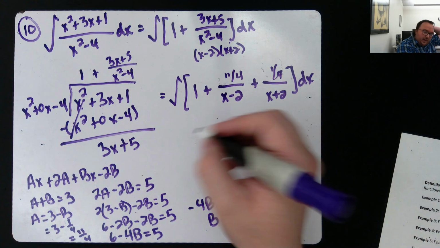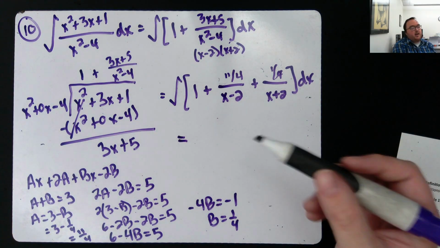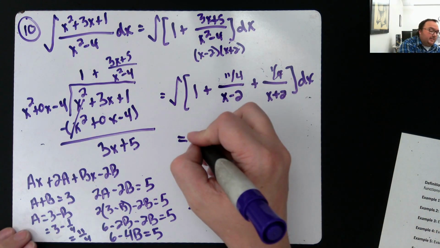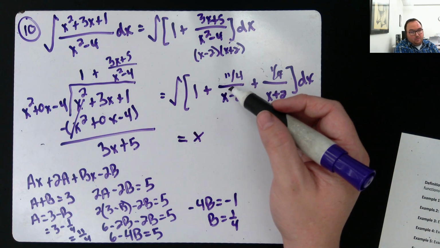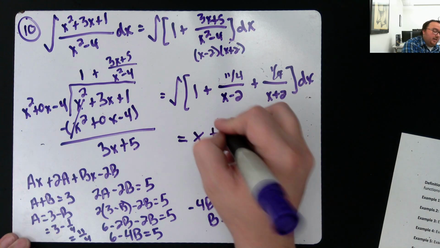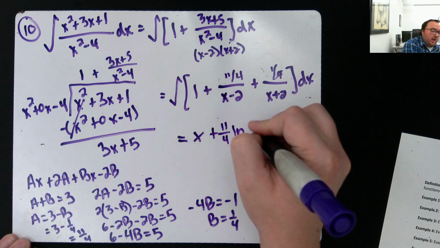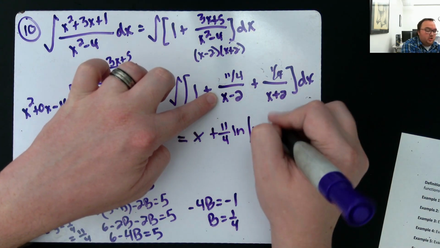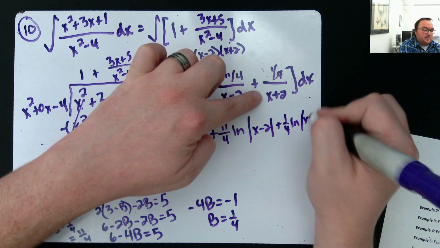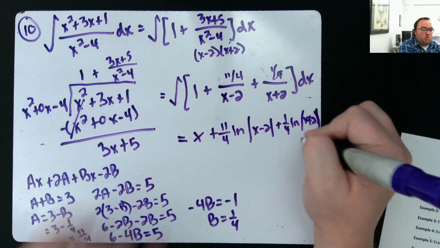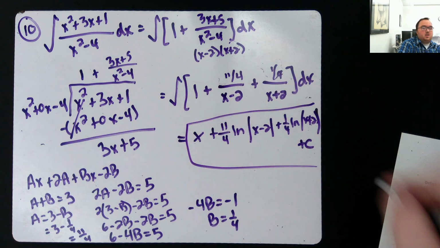So now I can just take the antiderivative. The antiderivative of 1 is x. This is just the natural log. So this is 11 over 4 times the natural log absolute value of x minus 2 plus 1/4 natural log absolute value x plus 2, and of course plus c.